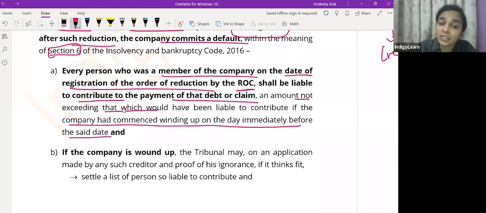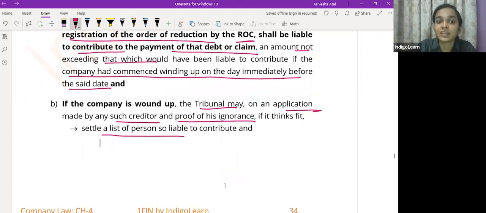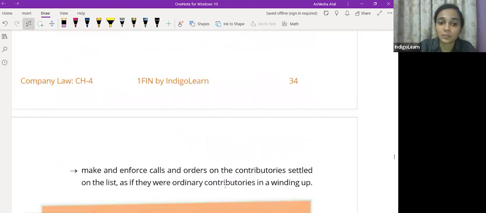And agar company wound up ho jati hai, then in that situation the tribunal may, on an application made by such creditor and proof of his ignorance, if he thinks fit, settle a list of persons so liable to contribute. So agar company ka actual winding up hota hai and the tribunal receives an application from the creditor, then they may give a list of people who would be liable to contribute in order to pay off his debt.